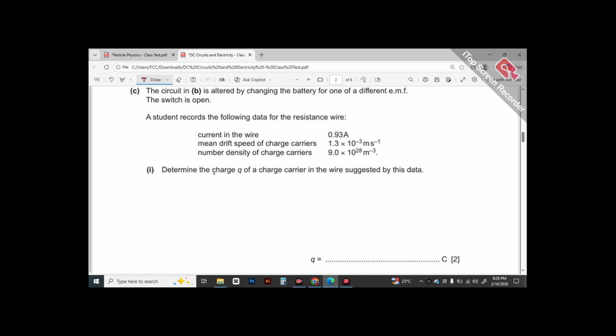Charge nikalna. But they provided us with current, right? This is current, this is velocity, and this is number density. So starting with current, we'll end at charge. Balki, let's do this. Let's start with charge. Charge is the product of current and time. Current is already given. Time is not mentioned here.